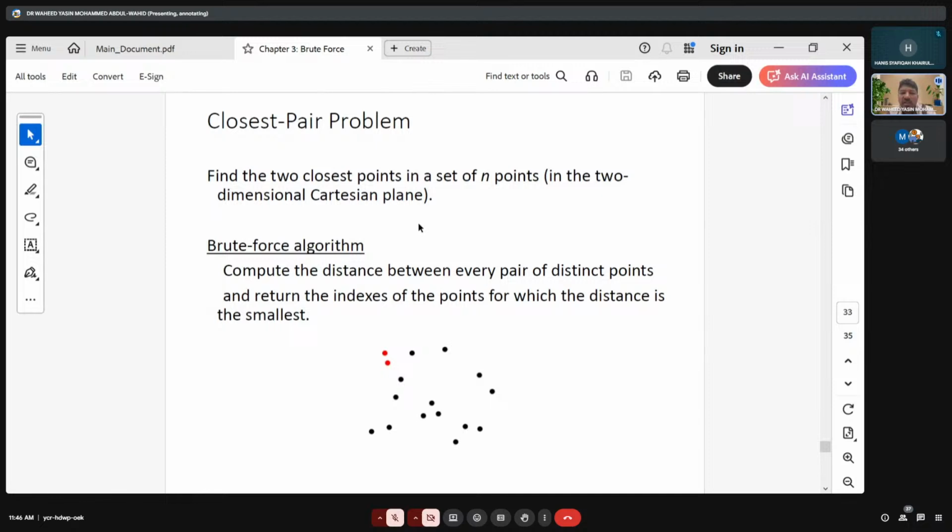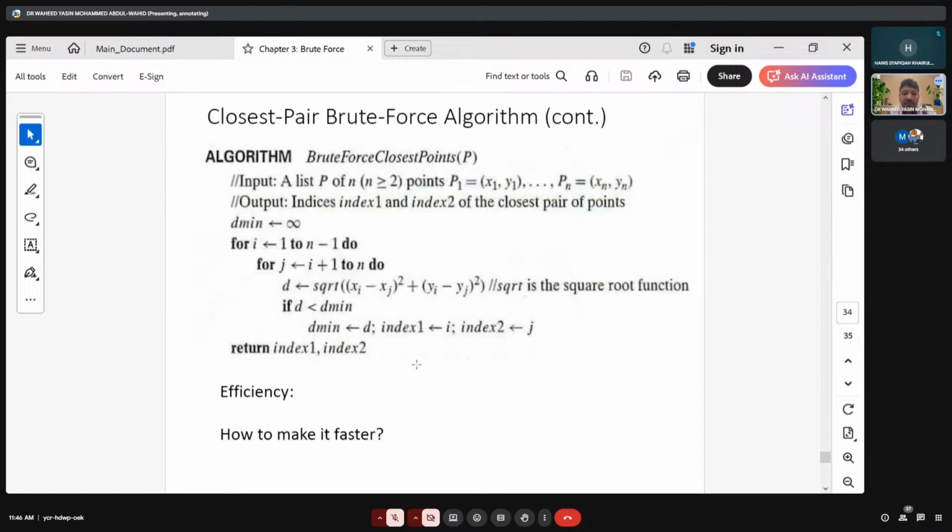How to find the closest pair using brute force? I compare each point with the other, and I pick the smallest distance. Closest pair brute force algorithm. Brute force closest points. Input: a list P of n greater than or equal to 2 points, P1 (x1, y1) meaning the coordinates of P1, up to Pn (xn, yn). So this is a list.